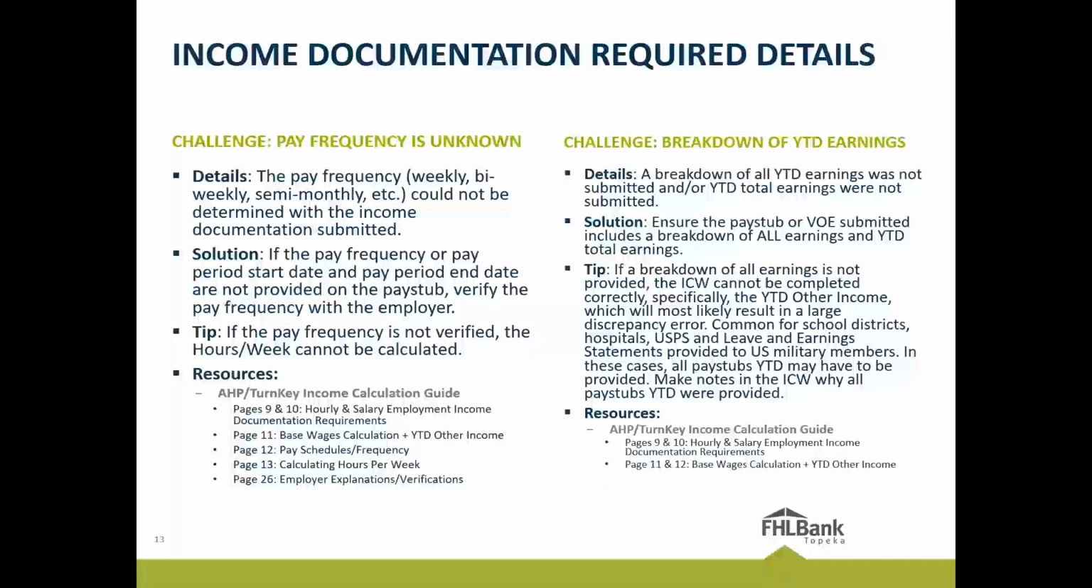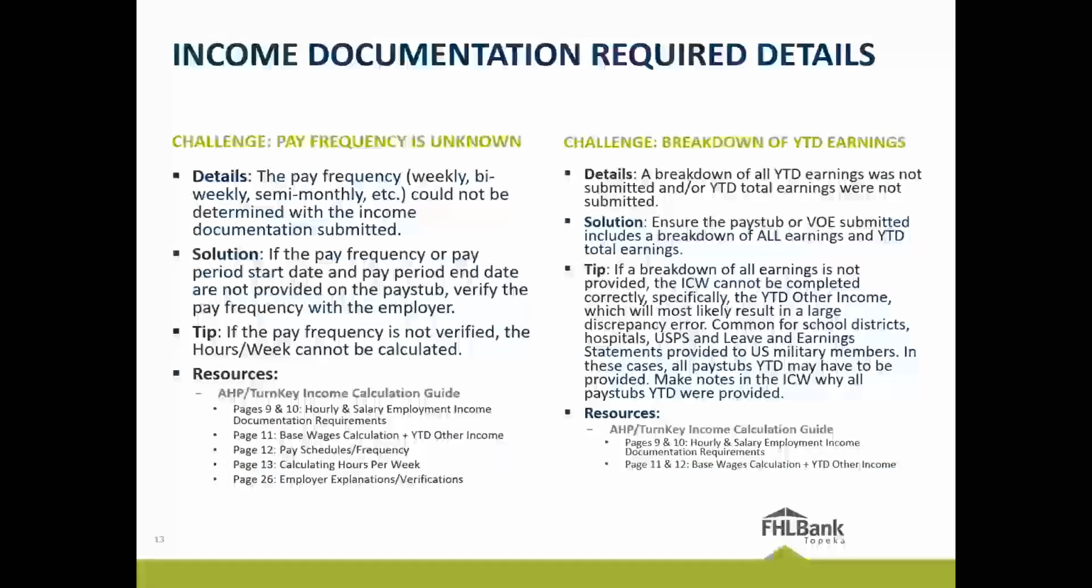We also need a breakdown of all year-to-date earnings along with the total year-to-date amount. If the pay stub does not include a breakdown, then a VOE may be required. If a VOE can't be attained, it may be necessary to provide all year-to-date pay stubs instead. If you do need to submit all year-to-date pay stubs, make a note in the ICW explaining why you're providing them.